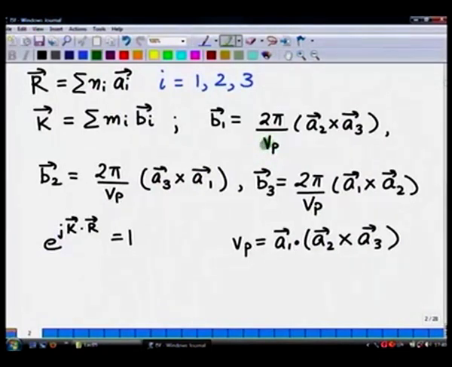If I have three vectors A1, A2, A3 defining the primitive cell, then the volume of that primitive cell can simply be taken as the scalar product here. So, that is the volume of the primitive cell. Now, we said that the way I have chosen this K is that I want e to the power j K dot R to become equal to 1, and you can notice that if you substitute this K and R, you can prove that this indeed is equal to 1 for these particular values of K.